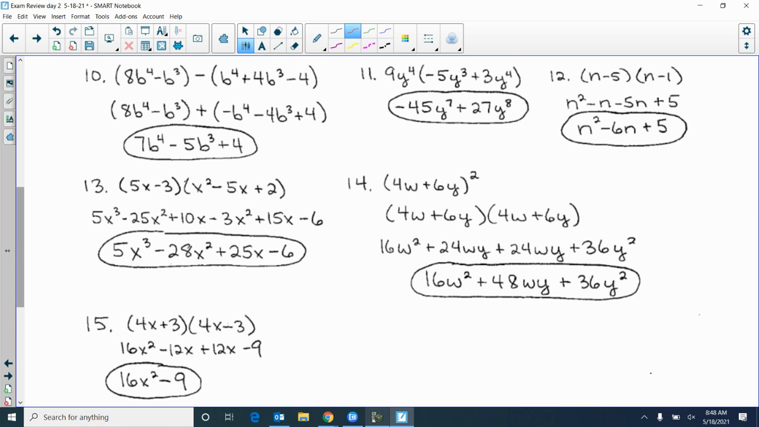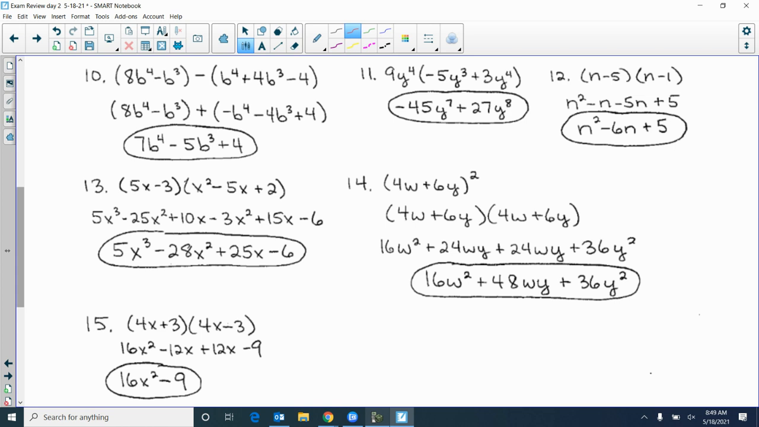13, we did one like this in class. This is the one where you do 5x times everything and negative 3 times everything. 5x cubed minus 28x squared plus 25x minus 6. All right, 14, you've got a variable in both parts. This is a FOIL problem.